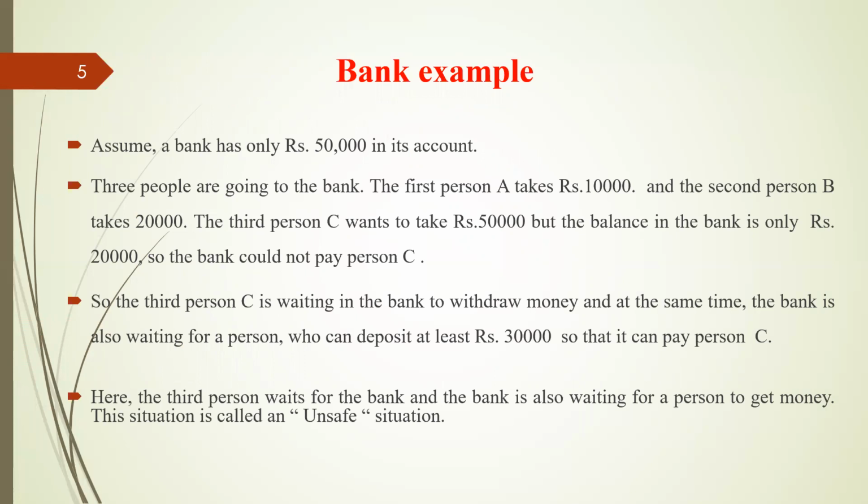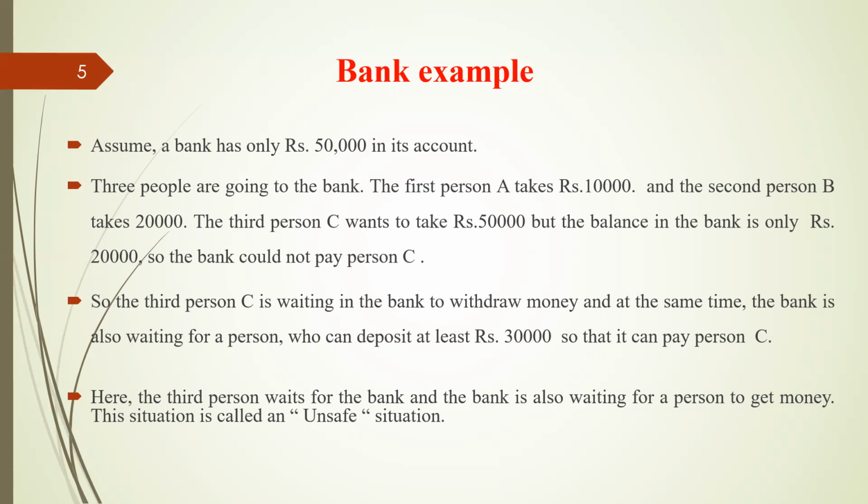Assume a bank has only 50,000 in its account. Three people are going to the bank. The first person A wants to take 10,000, and the second person B wants to withdraw 20,000. And the third person C wants to take 50,000, but the balance in the bank is only 20,000. So the bank could not pay person C.